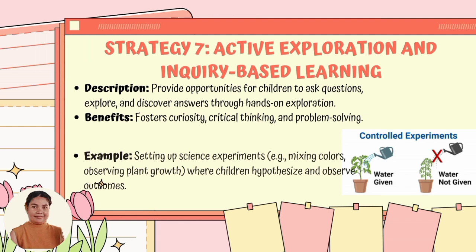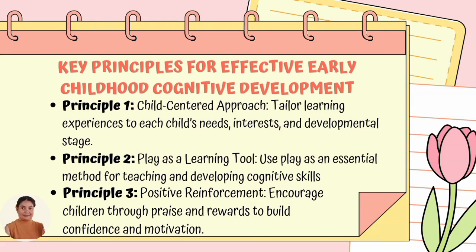An example of active exploration and inquiry-based learning is setting up science experiments, for example, mixing colors or observing plants grow, where children hypothesize and observe outcomes. Through these hands-on experiences, children develop observation skills, learn cause and effect relationships, and gain a deeper understanding of scientific concepts. Now, let's move on to the key principles for effective early childhood cognitive development.